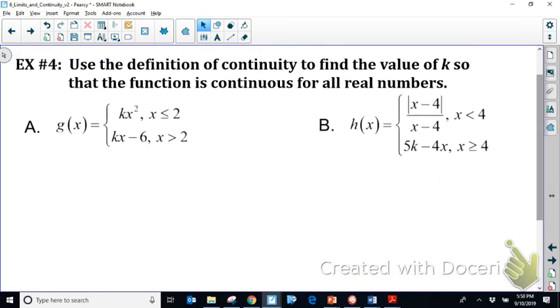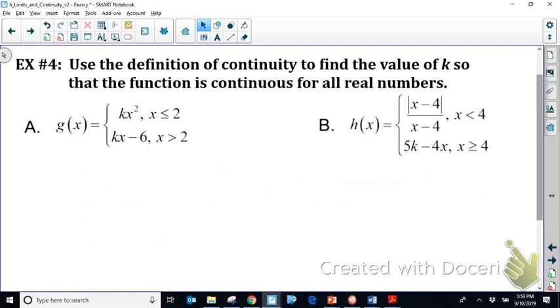Use the definition of continuity to find the value of k that the function will be continuous for all real numbers. So here we have these two piecewise functions, and we want to make sure that they would be continuous at the point where their domains are restricted.